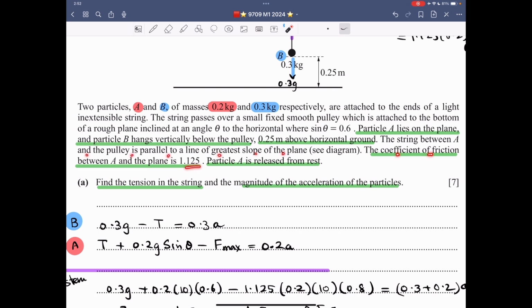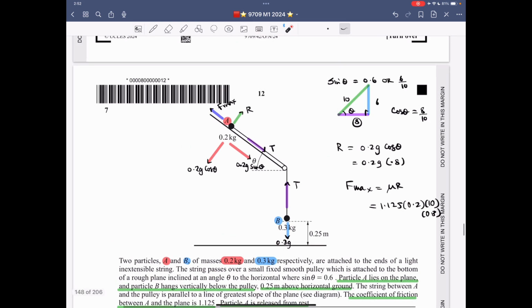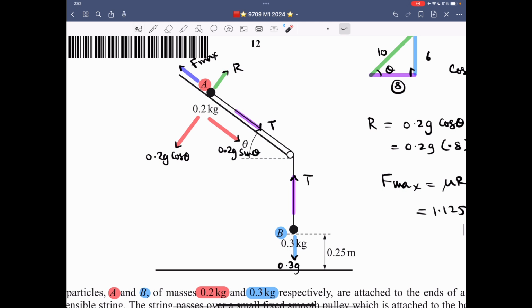The coefficient of friction is this much. Particle A is released from rest. Find the tension in the string and the magnitude of acceleration. So now let's look at the diagram. This is the scenario over here.